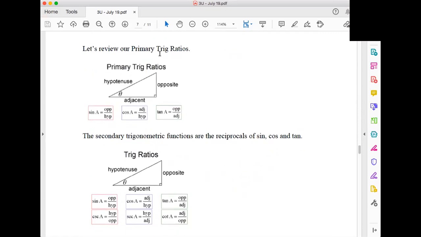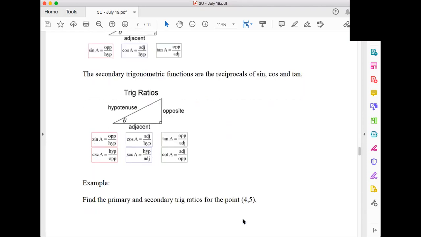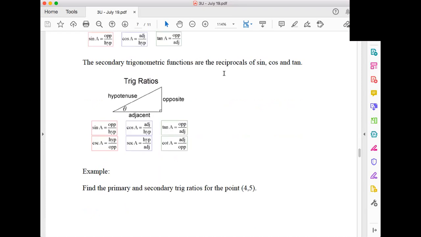So just as a review, for our primary trig ratios, we have the acronym SOHCAHTOA. So sine is equal to opposite over hypotenuse, cos is equal to adjacent over hypotenuse, and tan is equal to opposite over adjacent. When it comes to the secondary trig functions, those are the reciprocals of sine, cos, and tan.